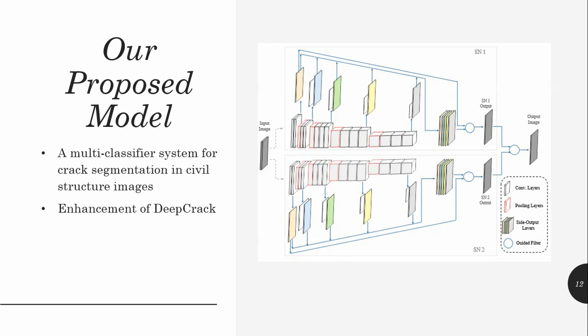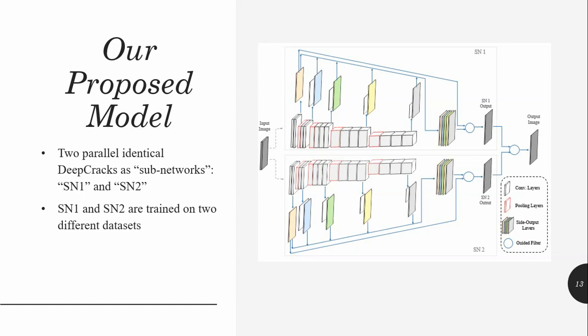In our proposed model, we have used two DeepCrack models in a parallel structure as a multi-classifier system. We have combined the outcomes of the two DeepCrack models. We call the first subnetwork SN1 and the second SN2. Our main idea is that we want to use and combine two models with similar architecture but trained on two different data sets. This can give us two different views of the image and help us to process them for two different aspects.